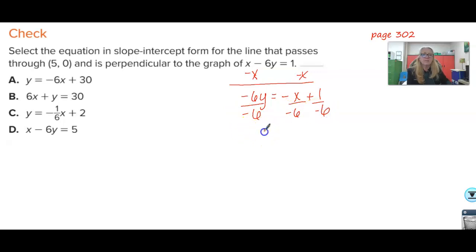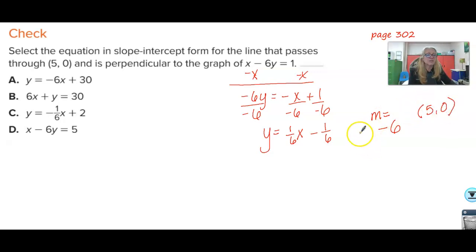Okay, so that gives me y equals, and this is a negative over a negative, so this makes a positive. And this is actually equal to 1/6 x minus 1/6. Okay. So if the slope of this line is 1/6, what's the slope of the perpendicular line? Negative 6. Okay, so now we know we have a perpendicular line with a slope of negative 6, and it passes through the point (5, 0).